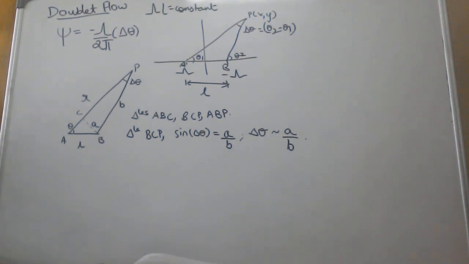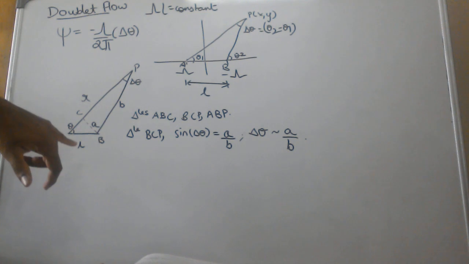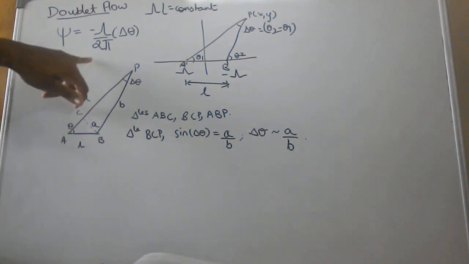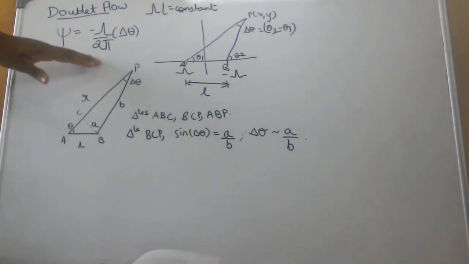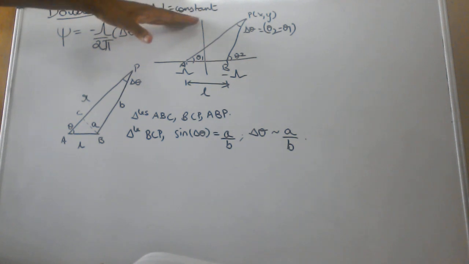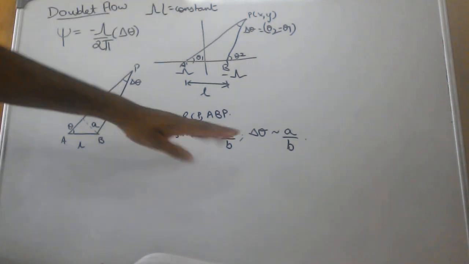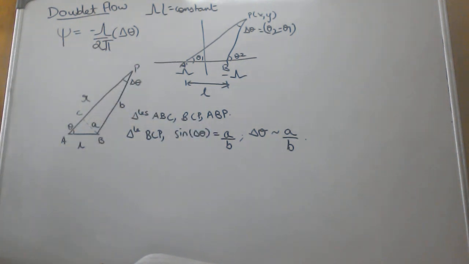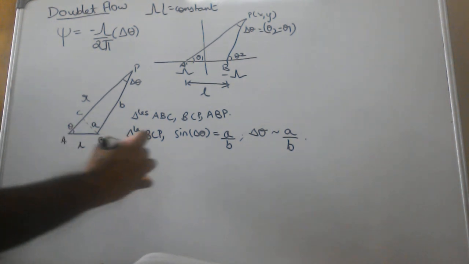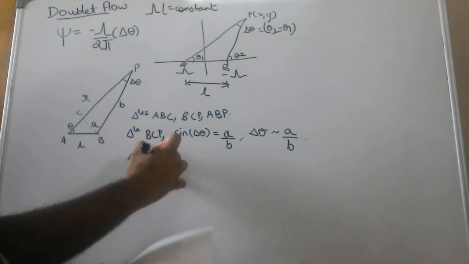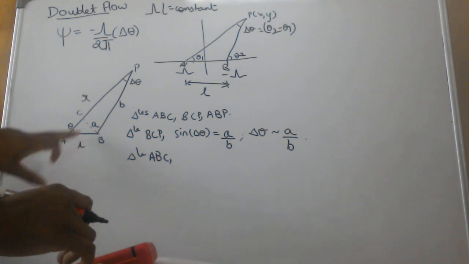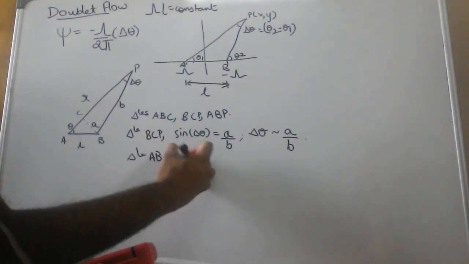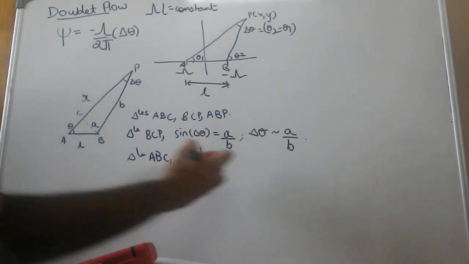Now we've got delta theta in terms of A and B, but that's not sufficient. We need to get A and B now in terms of L, because for us what's important is we need to get L into the expression for psi, because we need to satisfy this constraint that lambda L is a constant for the doublet flow. So let's try and now express A and B in terms of L. So now from the figure, triangle ABC, we can say that L sine theta is equal to A, right? So A is L sine theta.